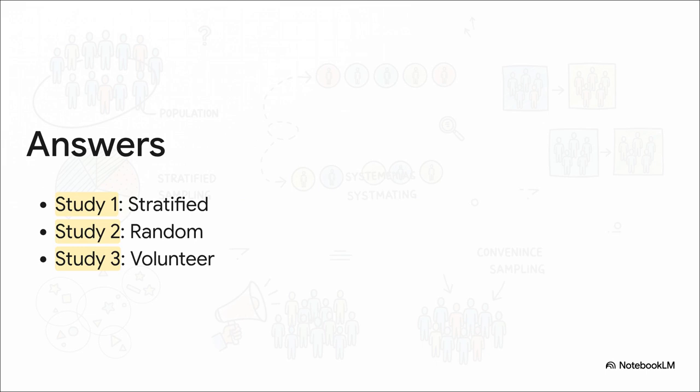Study 1 is stratified sampling because it identifies subgroups first. Its major advantage is that it's highly representative. Study 2 is random sampling, specifically using the lottery method, which is brilliant because it's totally unbiased. And Study 3 is a super easy, highly ethical volunteer sample because participants are actively responding to a notice.